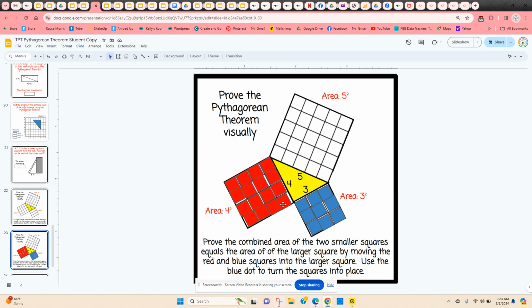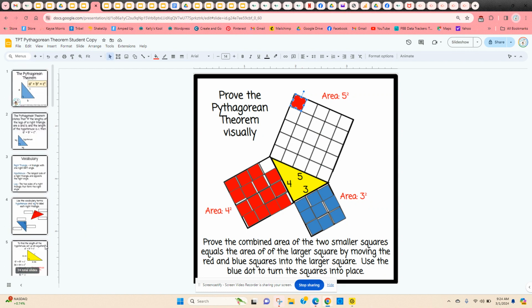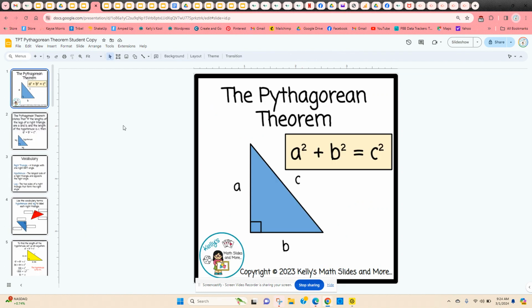So they're going to take each of these pieces and they're going to place them in the larger square. And they're going to find out that they're going to use every single piece and it will fill up the larger square. So they're going to click and hold. They're going to use this little blue circle and they're going to turn that square so that it fits. They're going to do that with each of the pieces, and they're going to find out they're going to use every single piece to fill up this larger square. And that will prove the Pythagorean theorem visually. So that is a digital lesson, the Pythagorean theorem.